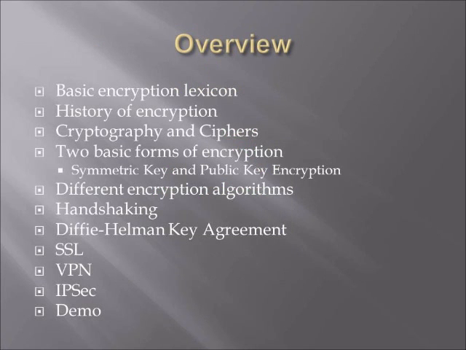Is it for you? In the overview, we're going over the basic encryption lexicon, the history of encryption, cryptography and ciphers, the two basic forms of encryption, which are symmetric key and public key encryption, and different encryption algorithms. We'll also be going over handshaking, the Diffie-Hellman key agreement, SSL, VPN, IPsec, and we'll have a demo at the end showing basic encryption through email.